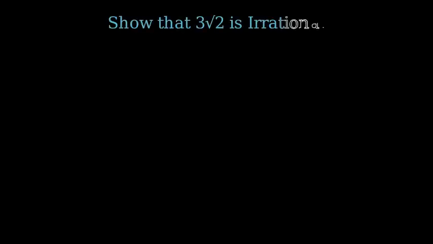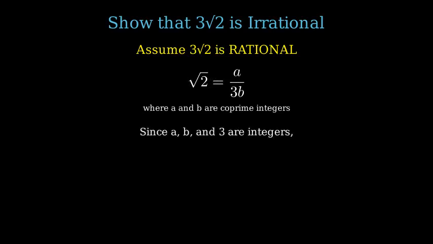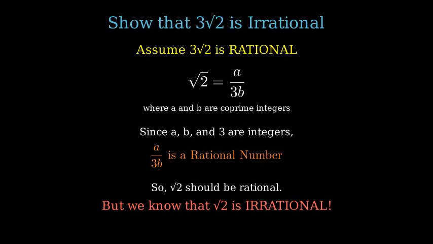Example 7. Prove that 3 times the square root of 2 is an irrational number. Assume the contrary. Let 3 root 2 be rational, equal to a over b, where a and b are coprime integers. Dividing both sides by 3, root 2 equals a over 3b. Since a, b, and 3 are all integers, the fraction a over 3b is rational.